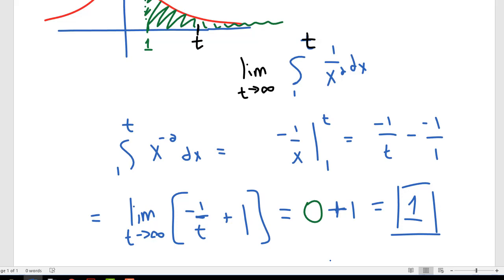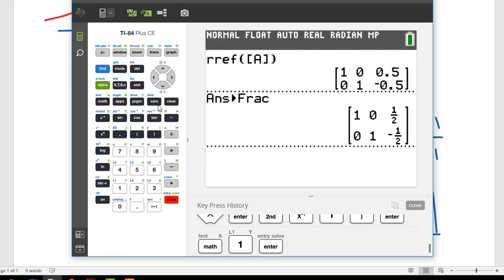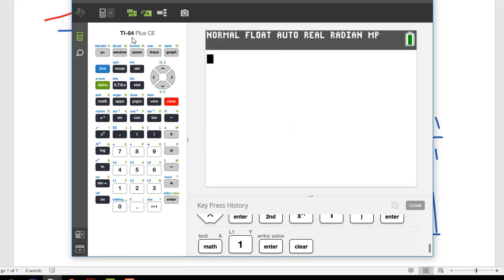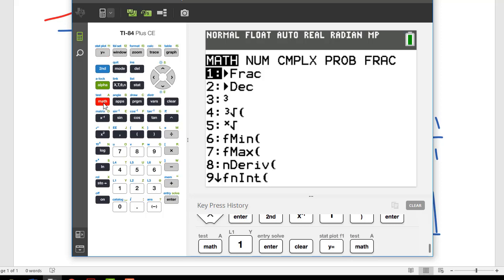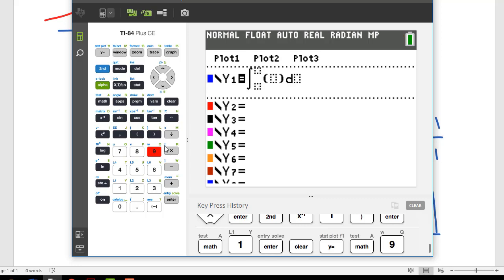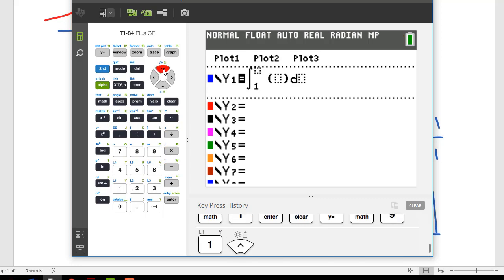Now, one thing we could do here, real quick to explore numerically, is let's say I go to my y equals equation, and I'm going to integrate. On the TI-84 calculator, I do math, and then number 9 is the function integrator. And then I'm going to integrate, let's say, from 1 to x. So I'm going to use the letter x.